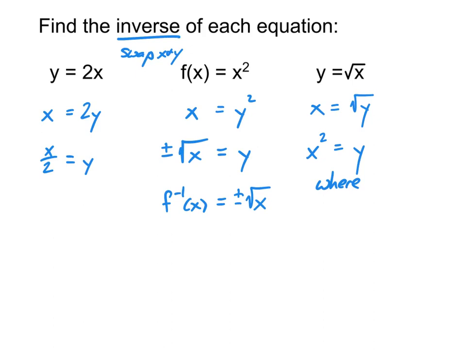where x, and here we know what to write next because we know the original range. The range of this original is y is greater than or equal to 0. Therefore, where x is greater than or equal to 0, because the original range becomes the inverse's domain. And we restrict the domain in order to have only half the parabola showing up.